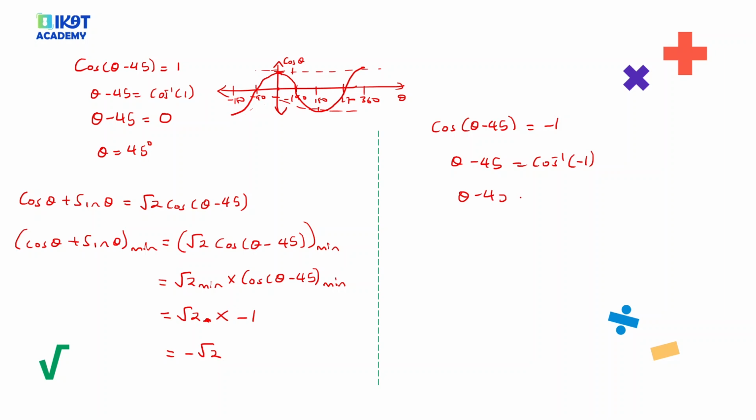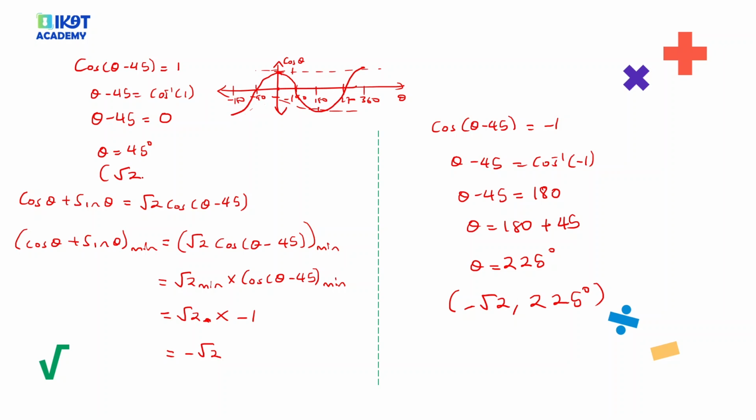So you can see theta minus 45 is equal to 180. So theta is 180 plus 45. So what's our value of theta? Value of theta is 225. And usually the questions want you to write the minimum value is negative root of 2 and the value of theta at which it occurs, you write it like this. So even here I would have written root of 2 comma 45 degrees. So that's how we find the maximum and minimum values of a trigonometric expression.